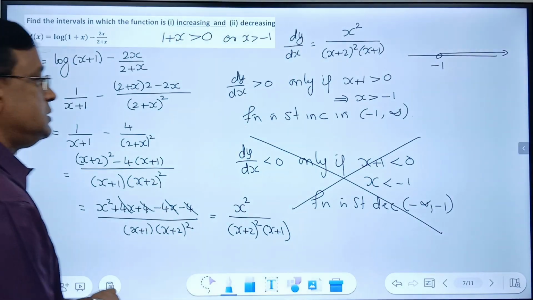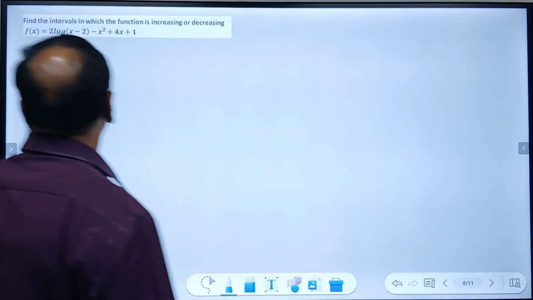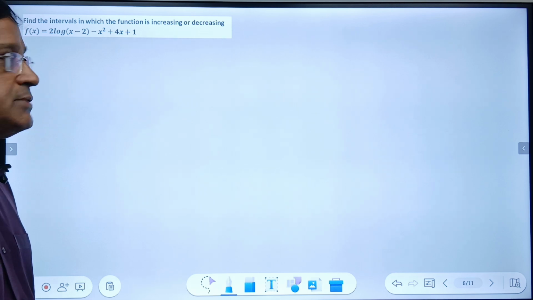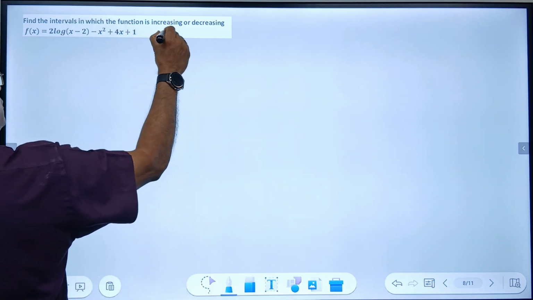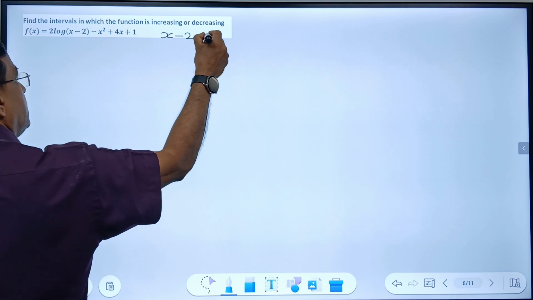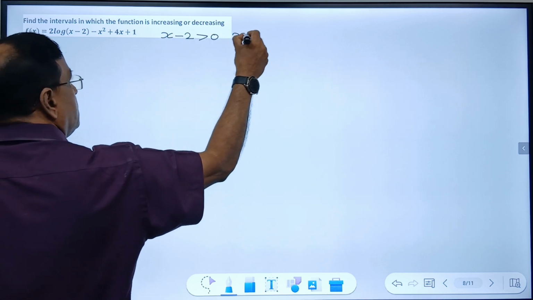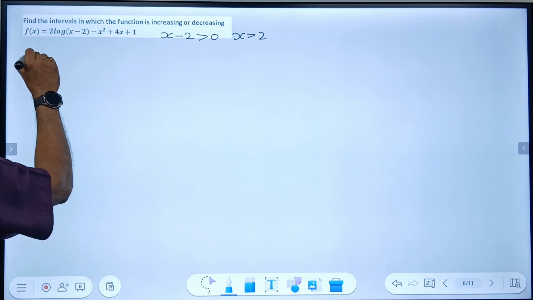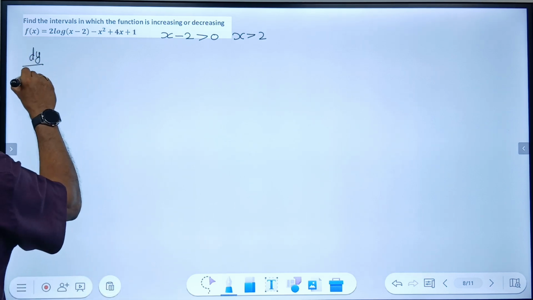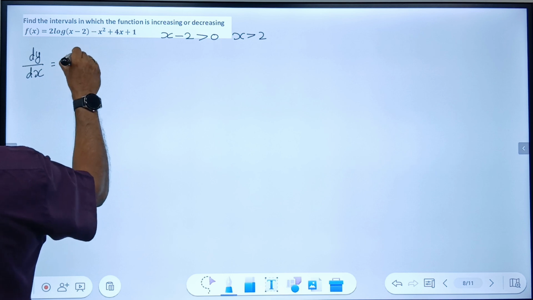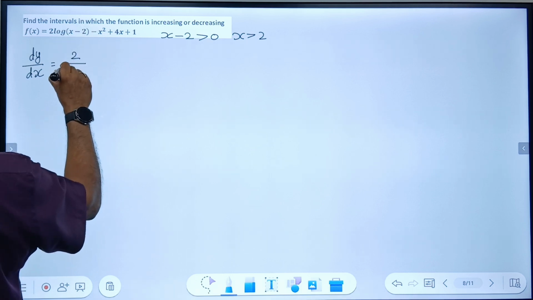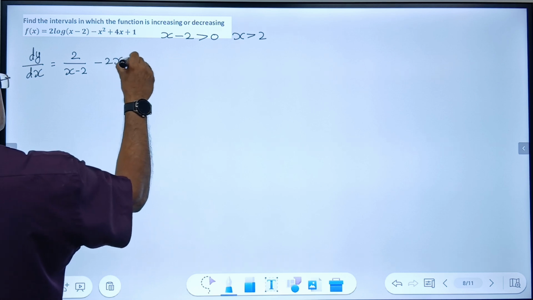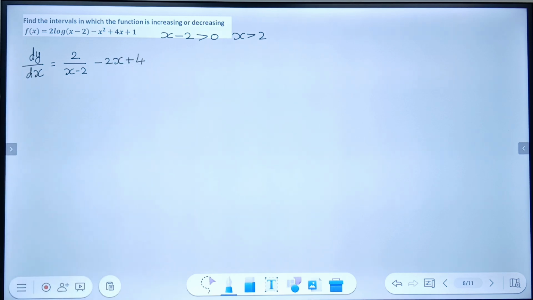Now the next question is, you have 2 times log of (x minus 2) minus x square plus 4x plus 1. So obviously you should know by now that x minus 2 should be positive, or x should be greater than 2. Okay. Now let's find dy by dx. What is dy by dx? Dy by dx will be 2 times differentiation of log (x minus 2), which is 1 by (x minus 2), minus 2x plus 4.